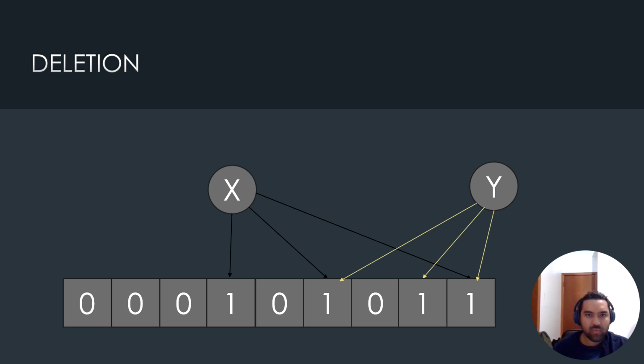If we want to delete y, we need to set its corresponding bit positions back to 0. But the problem is that some of those bit positions are used by x. So if we clear those bits, we may accidentally remove another element. This is why a standard Bloom filter does not support deletion, because multiple elements can overlap on the same bits. Clearing a bit is unsafe.